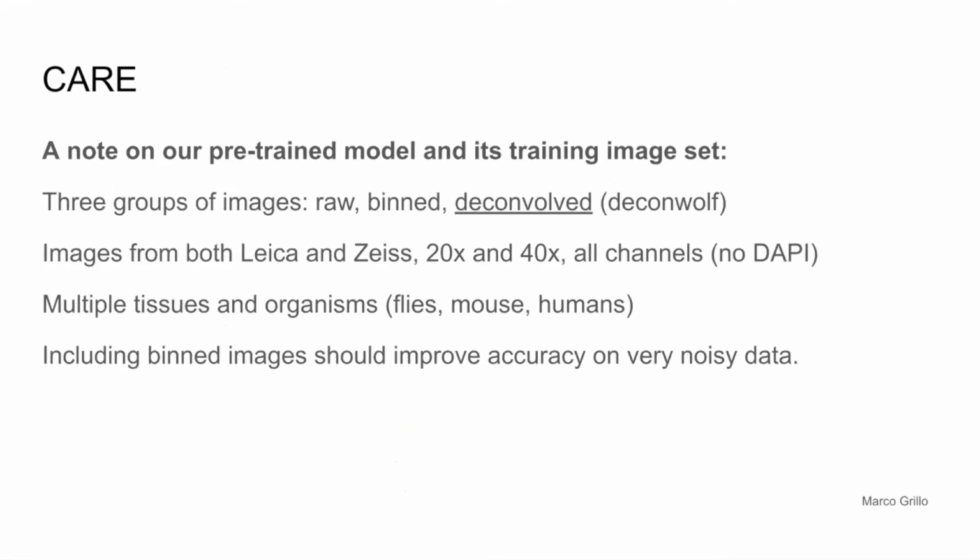So basically, the training set that we have in the lab currently is 3 groups of images. It's raw data, it's spin data, and then deconvolved data. Images from both of the microscopes that we have in the lab, Leica and Zeiss, and 20 and 40x, and then all channels, not DAPI. So again, we claim no responsibility here. We just think it's a great tool to use for people in the whole image-based spatial transcriptomics sphere. We have multiple tissues and organisms. It's flies, mouse, and humans. And we included some binned images just to improve the accuracy in very noisy data.